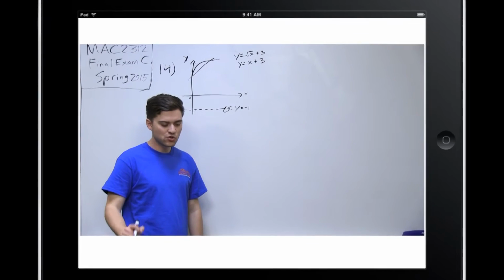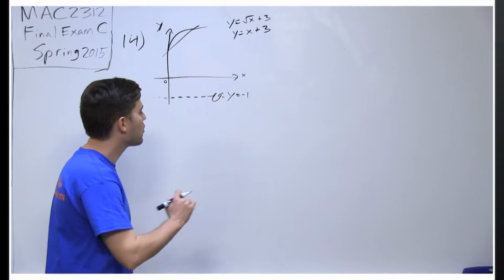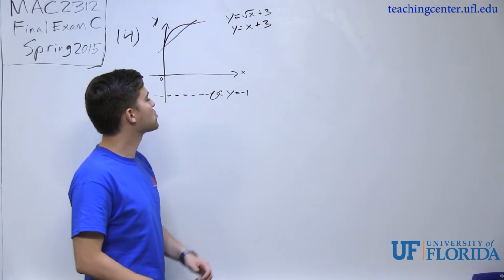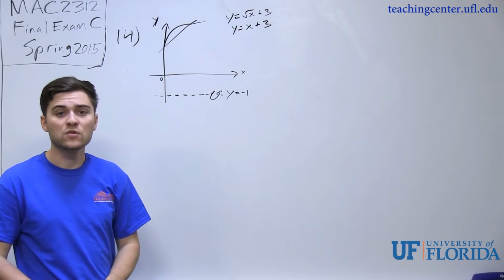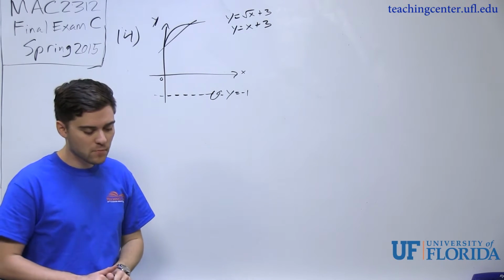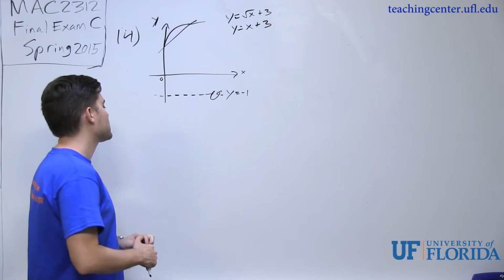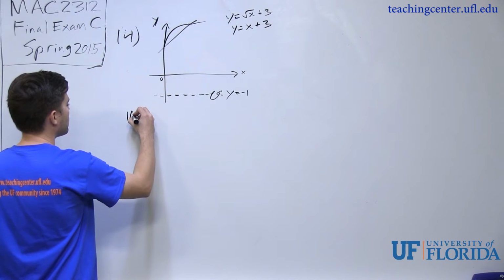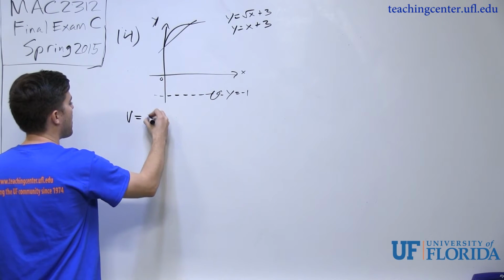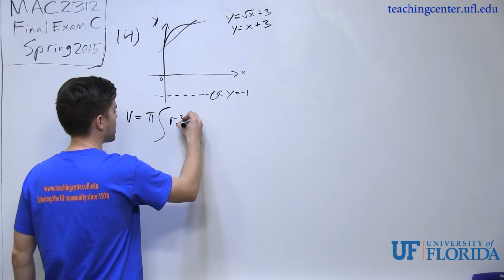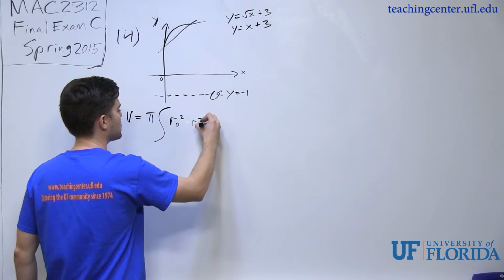Problem 14 says, using washer method, find the volume of the solid obtained by rotating the region bounded by y equals square root of x plus 3 and y equals x plus 3 around an axis of y equals -1. So in this case, it just says to use washer method. So we know that for washer method, volume is equal to pi times the integral of r outer squared minus r inner squared.